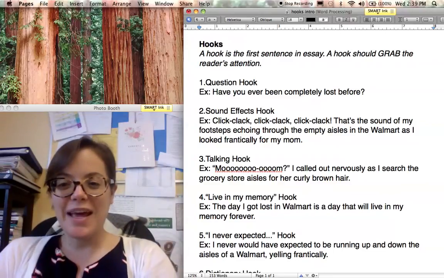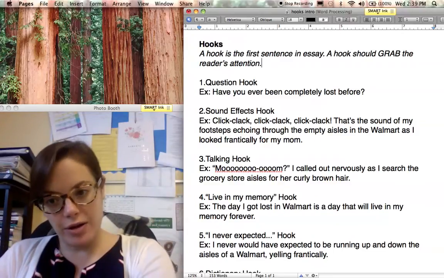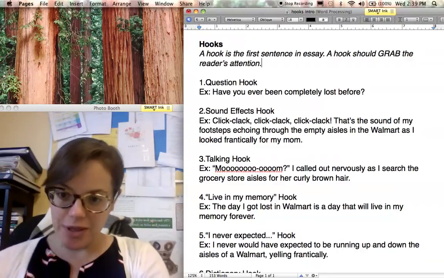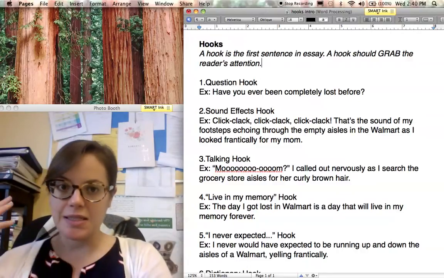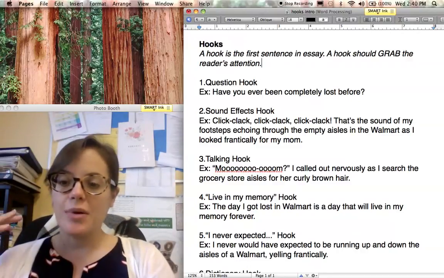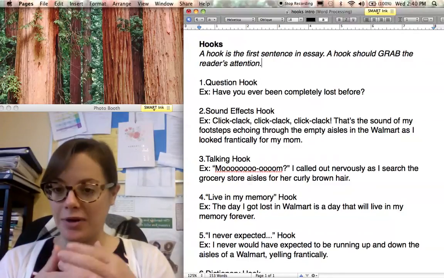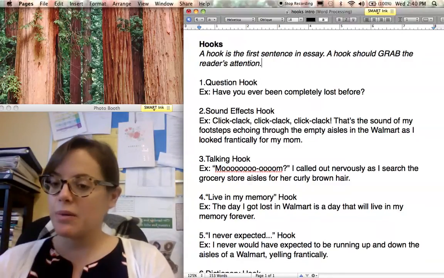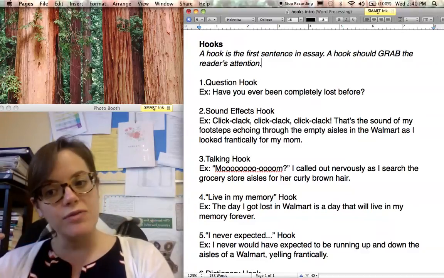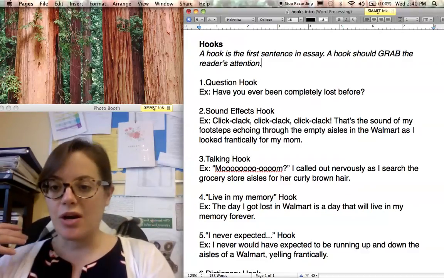Hey guys, so today we're going to talk a little bit more about hooks. Now, I've told you before that hooks are the first sentence in your essay, and hooks are meant to hook the reader and make them want to keep reading. Okay, so it should be something that's interesting, something that involves the reader, something that makes them start thinking.